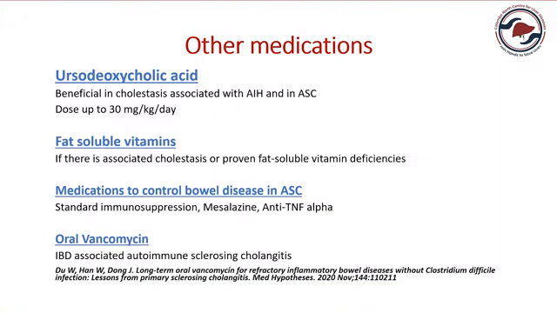Oral vancomycin has been described in treatment of IBD-associated autoimmune sclerosing cholangitis. And there is literature which has shown that this is effective. If you do not have any other way to escalate your treatment, you may use oral vancomycin to control the liver disease associated with inflammatory bowel disease.